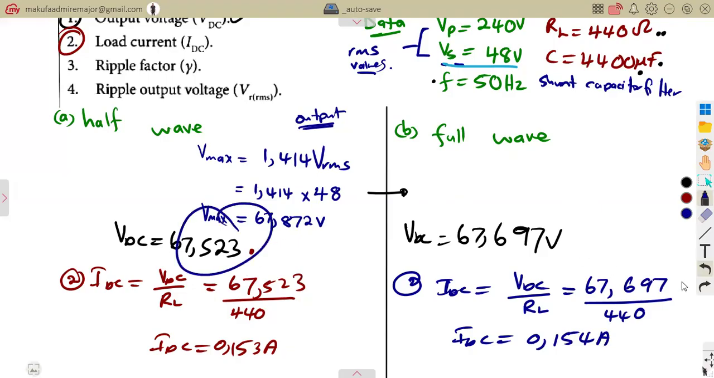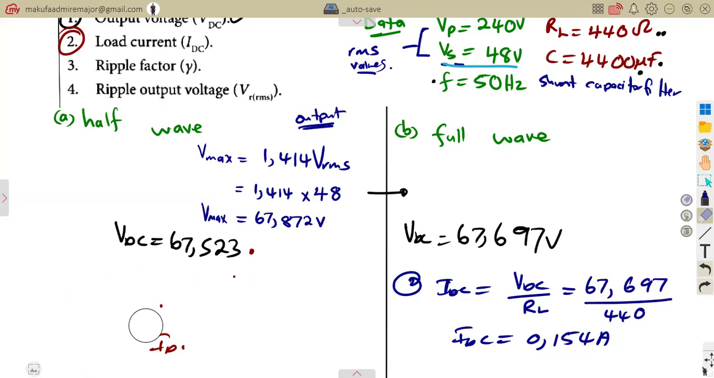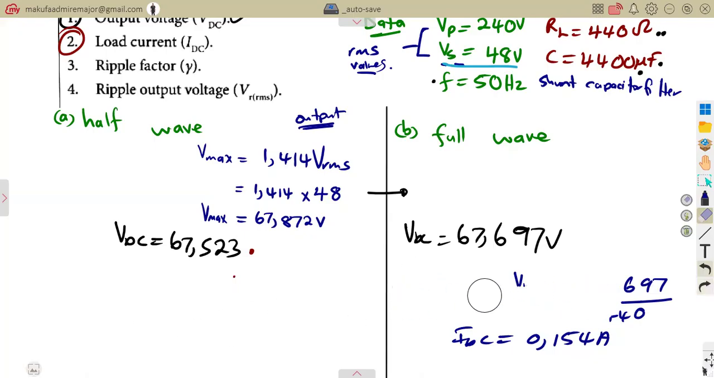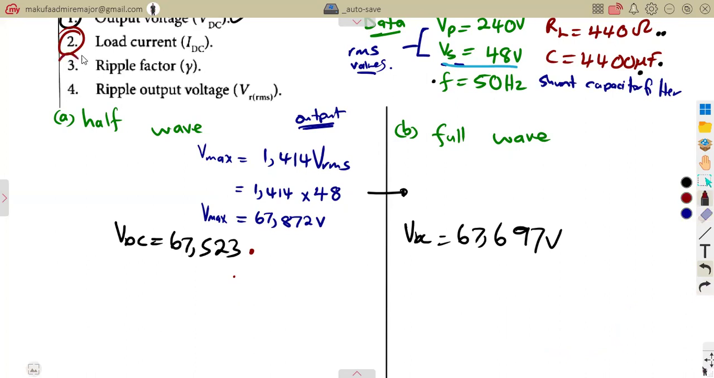Even if you check the VDC, the values are almost the same. Not exactly the same, but almost the same. So we can use this value. We can apply or use our current. In case we're going to need these currents, we are going to simply apply our formulas. Let's check another question.